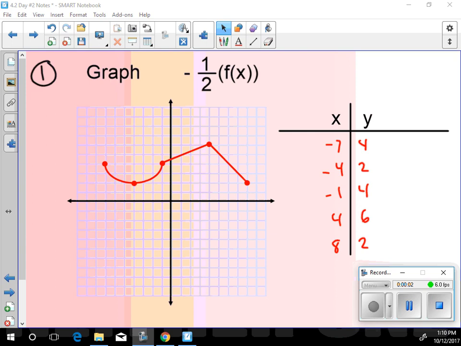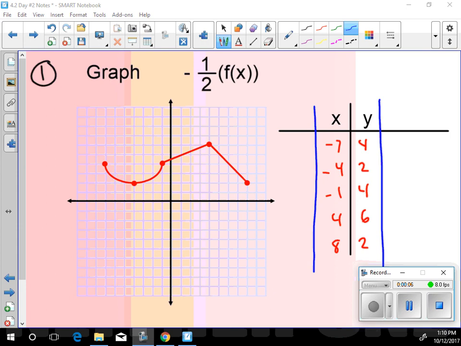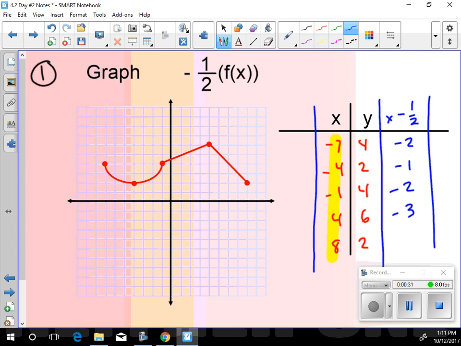Okay, 4.2 day number 2, we're going to do some transformations on these functions. The first one here only has vertical transformations being done, so for horizontal transformations there is nothing to be done, so x's will stay the same. My y values, I'm going to multiply by a negative 1/2. Vertically, all I have to do is multiply by negative 1/2. I get that, that, that, that, that.